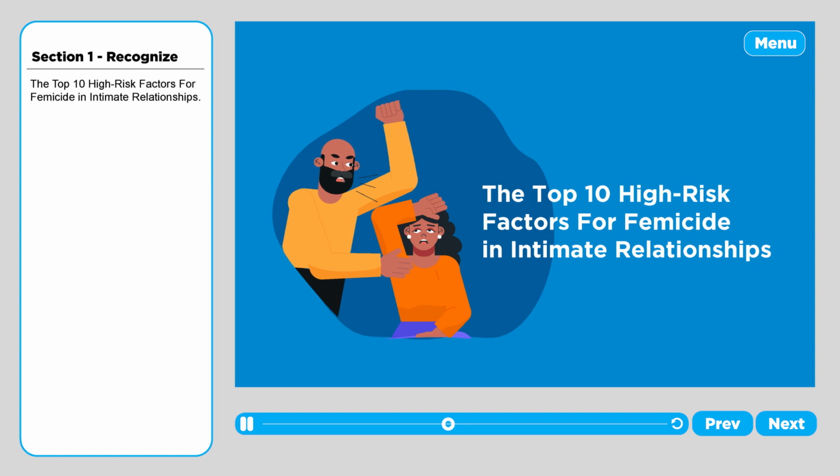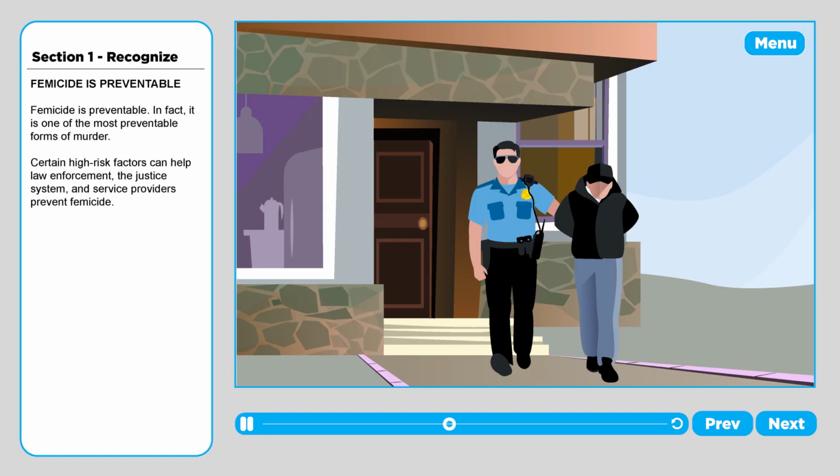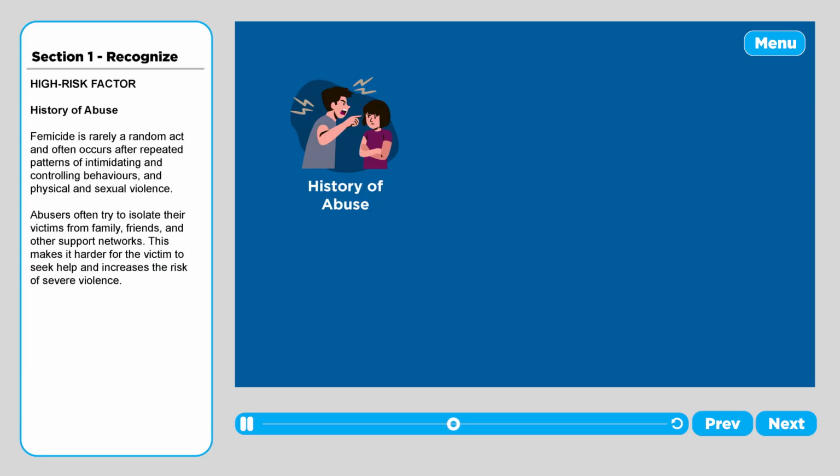The top 10 high-risk factors for femicide in intimate relationships. Femicide is preventable. In fact, it is one of the most preventable forms of murder. Certain high-risk factors can help law enforcement, the justice system, and service providers prevent femicide. High-risk factor: history of abuse.